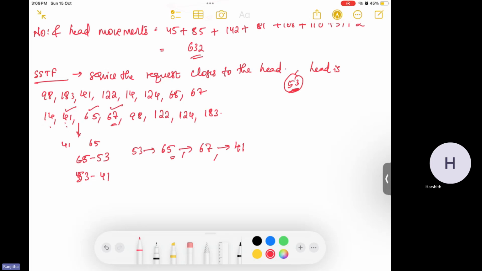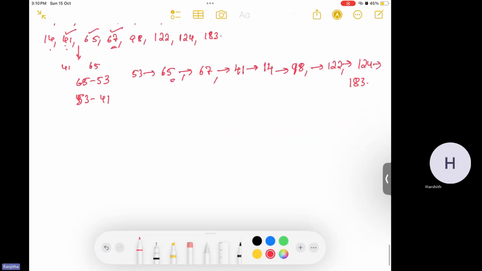So 14 is closer. So we go to 14. Then from 14, obviously 98 is closer than 122. So we schedule, we go to 98, then 122, 124, and 183. So this is how the order goes.